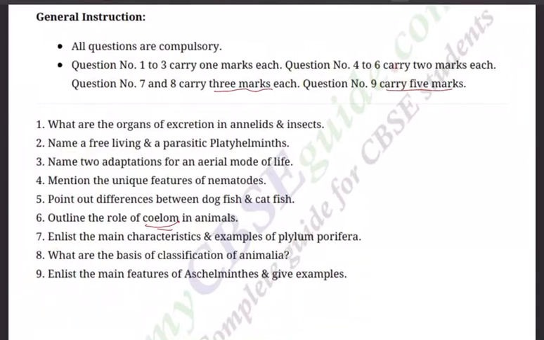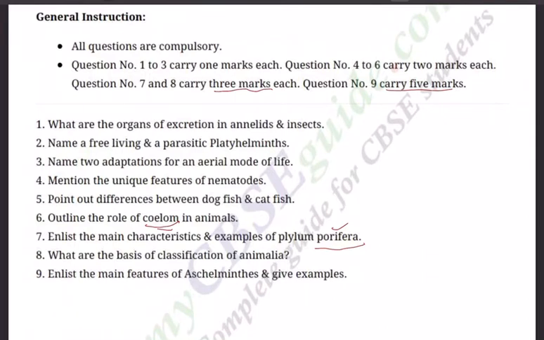And question 7 and 8 are 3 marks, so you must write around 6 to 8 sentences. Question number 7, enlist the main characteristics and give examples of phylum Porifera. Next, question 8, what are the bases of classification of Animalia? On what basis are animals classified? Next, big question, mega question. Enlist the main features of Aschelminthes and give examples.